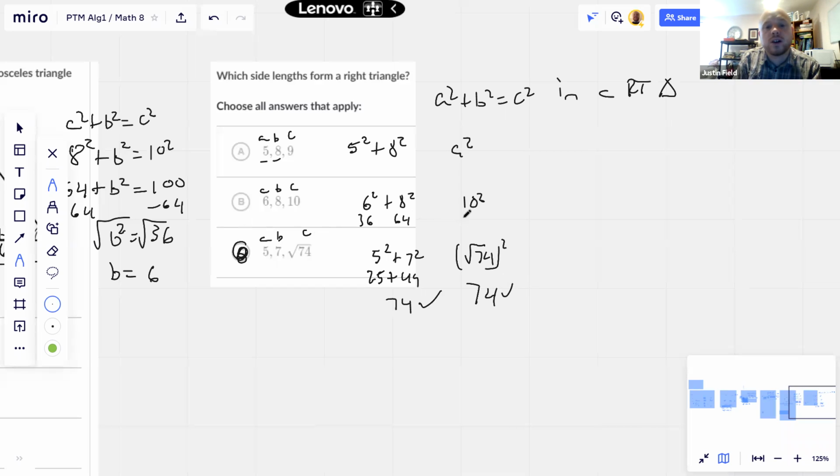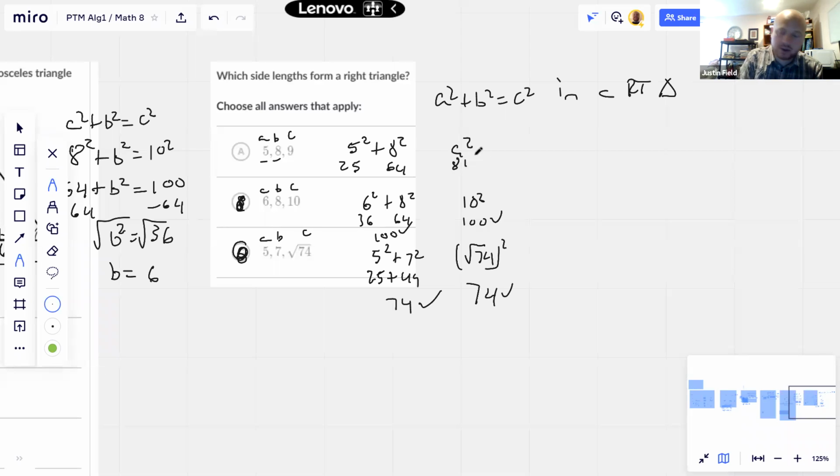36 and 64. Oh, that's 100. So check it out. A squared plus b squared equals c squared. That's a right triangle. I have my doubts about this one now.